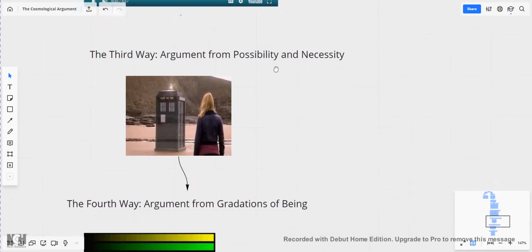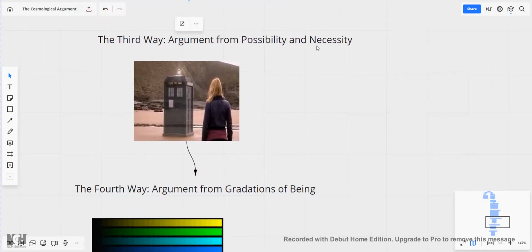The third way is moving from possibility. It's about possibility and necessity. And the reason why I've put a picture of the TARDIS fading away and fading in and out of being is because this way is very much concerned with things existing in time, but only for a set amount of time, and then before and after they exist. So when they come in and out of being, they don't exist. So there has to be a particular period in time where nothing existed at all, and someone or something had to create that existence, right?